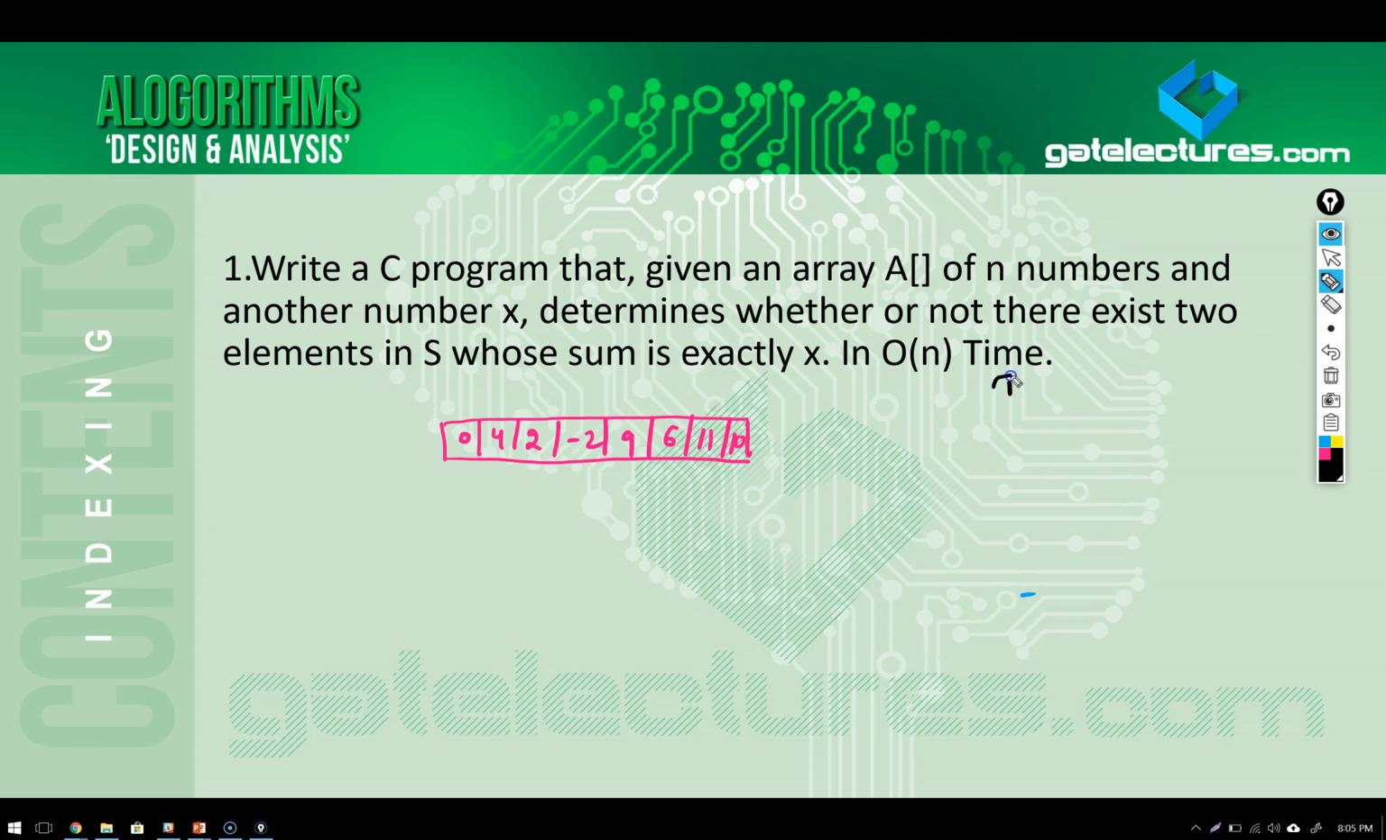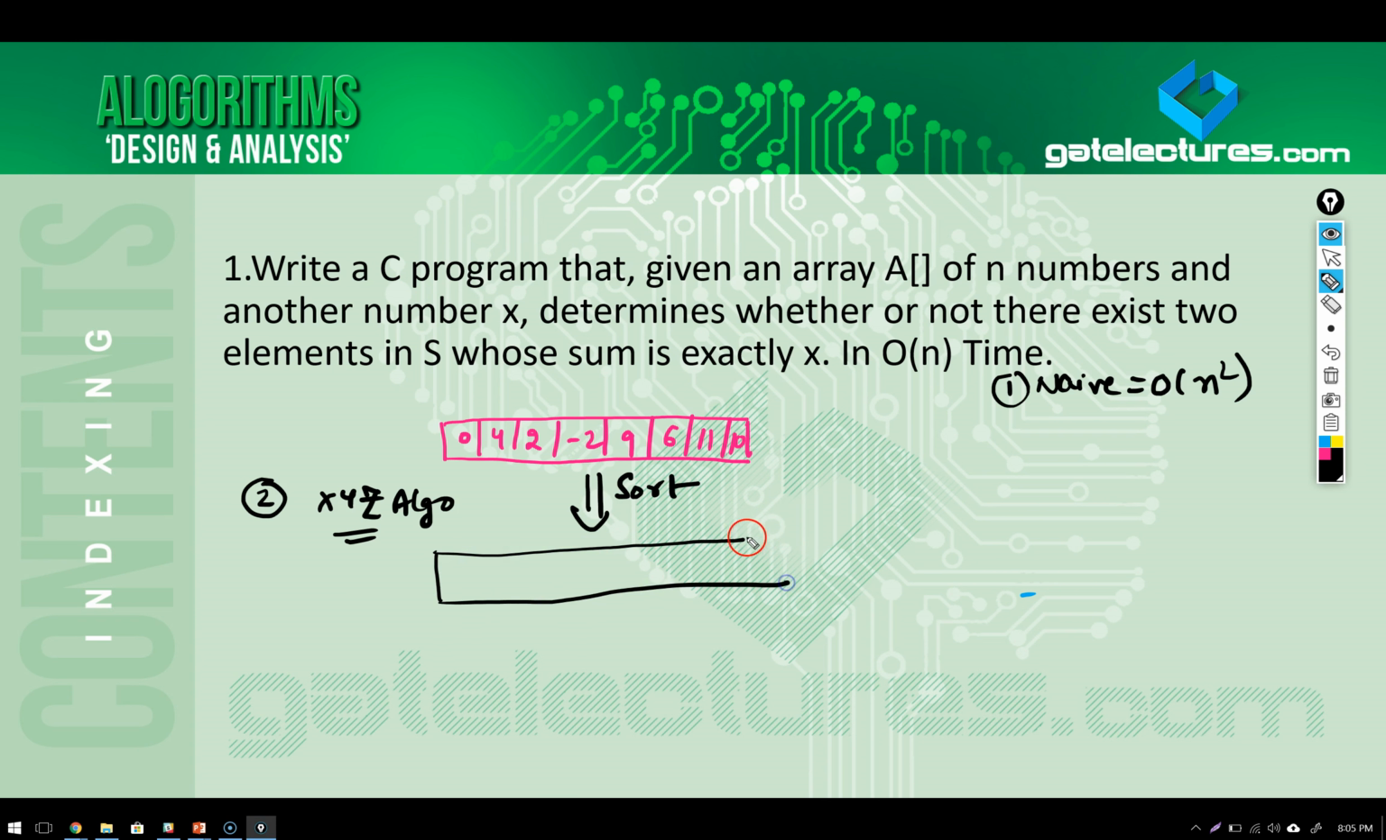So the first algorithm, which is a naive algorithm, took order of n square time. Now let us try to write a second algorithm, let us say name it algorithm XYZ, some new algorithm. Now in this algorithm what I'm going to do is sort this data, so sort all these numbers. After sorting, the numbers that you are going to get are -2, 0, 2, 4, 6, 9, 11 and 10.